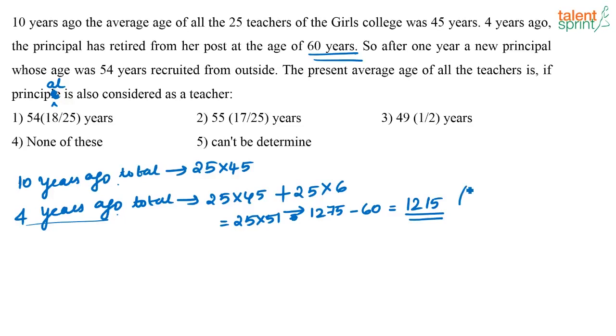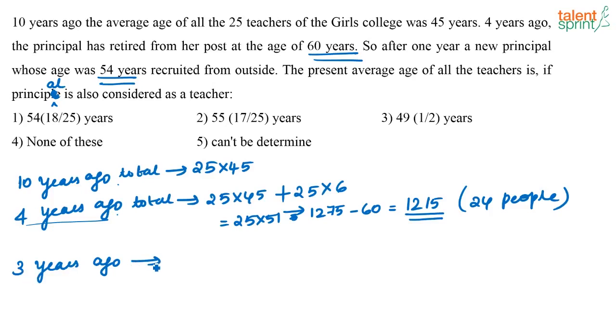So how many people are there now? There are only 24 people now. Then what is happening? After 1 year, a new principal whose age is 54 years is recruited. So after 1 year means, when is that? That is from present 3 years ago, right? That is after this year, the next year. So from present when you take it, it is nothing but 3 years ago.